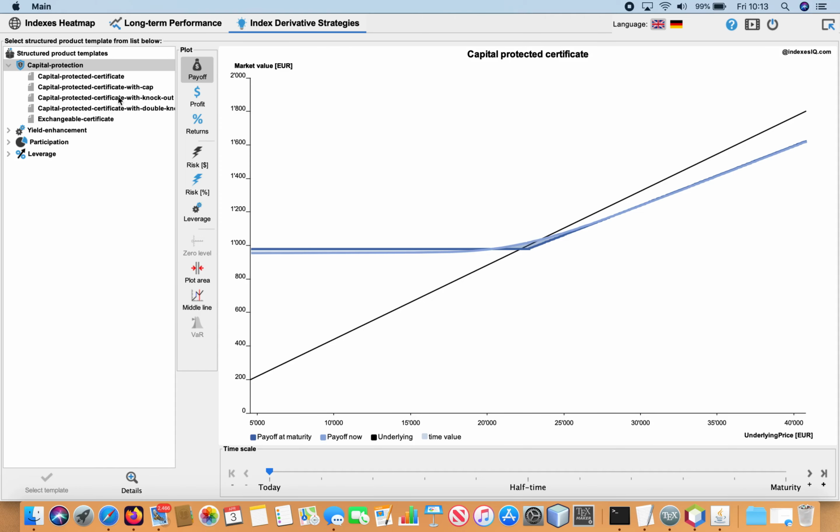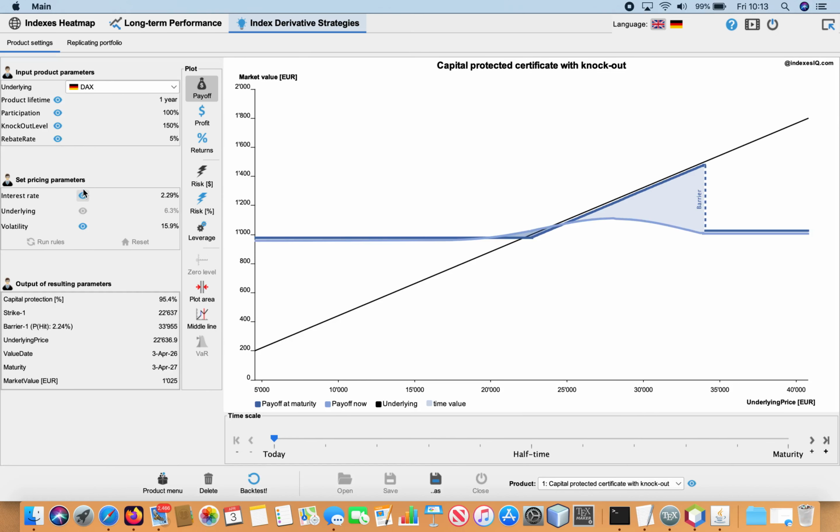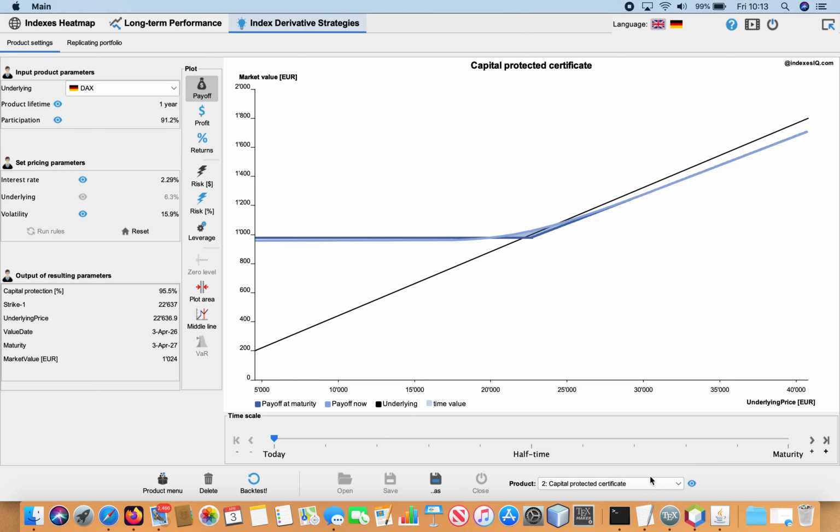For example, I can add a capital protected note which has a knockout. So let's add that to the portfolio. And again, I can play around with the parameters. I can play around with a knockout level here. And now I have two products and I can switch between them. So I can look at the previous one. I can look at this one.